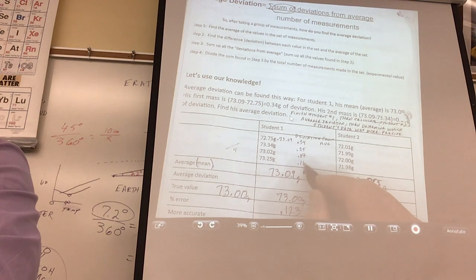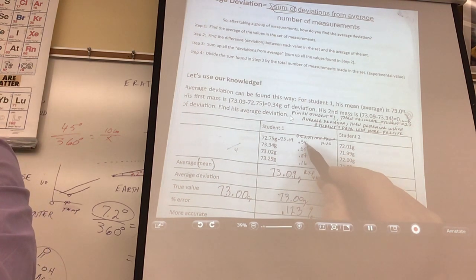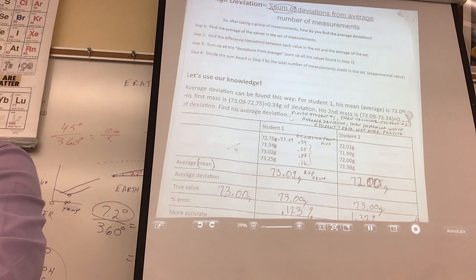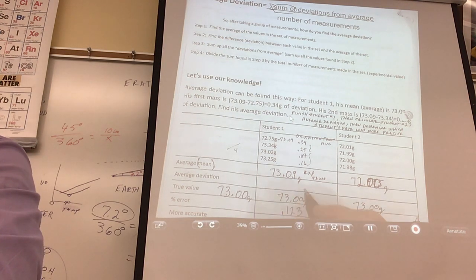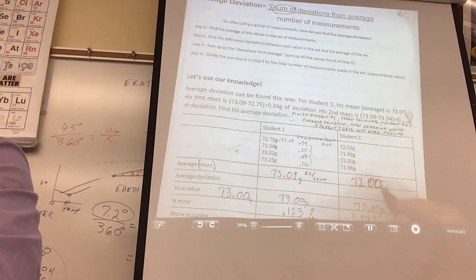Oh, yeah. Okay, so now, think about this. This is how much I deviated from my own average. So how do you find the average deviation? Add them up, divide by 4. Okay, so let's find out what is the average deviation for student number 1, and then do the same thing over here with student number 2.